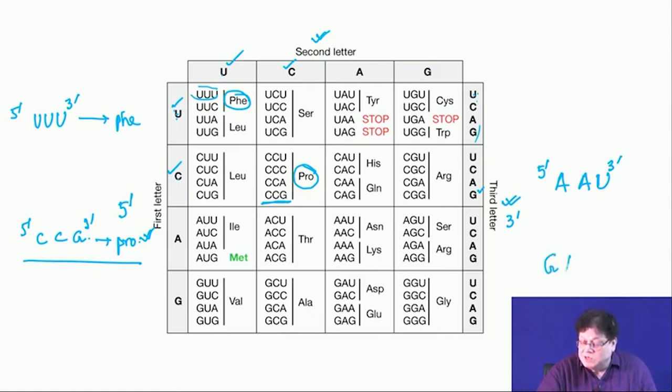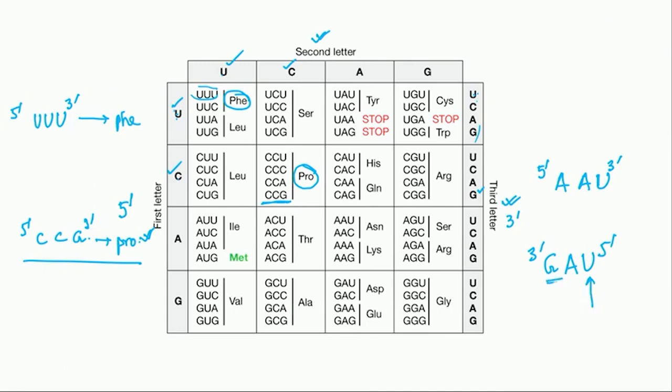Suppose I say, what is GAU, but I put 5 prime here, 3 prime here. If that be the case, you should not be misled. This is your third letter, remember that, and this is the second letter and this is the first letter. Okay. So, from the 5 prime end, the first letter starts.